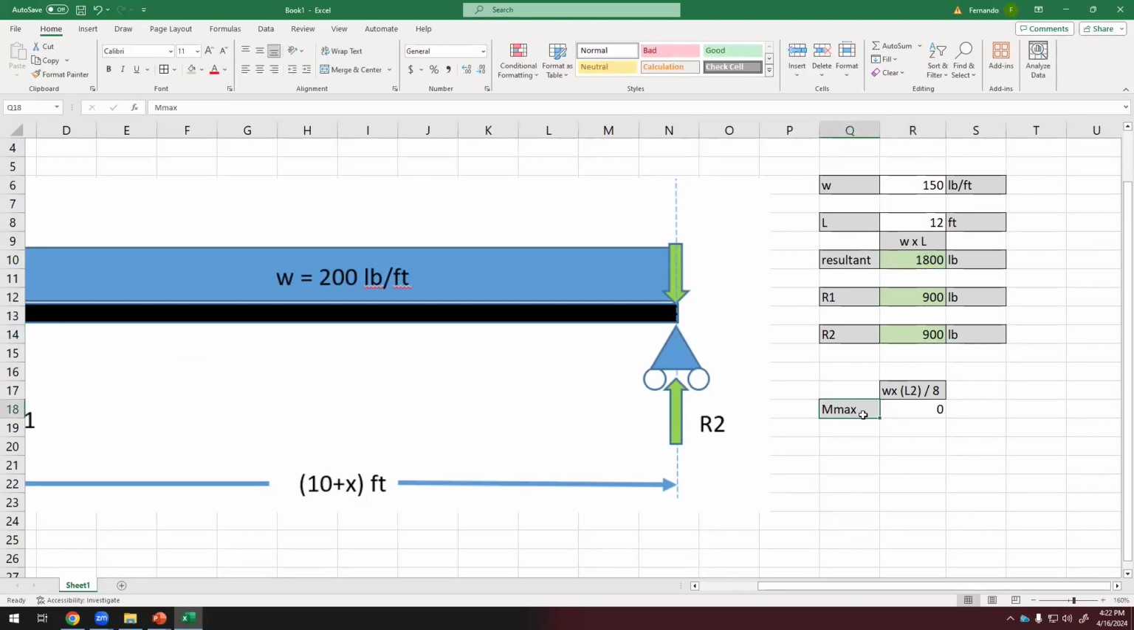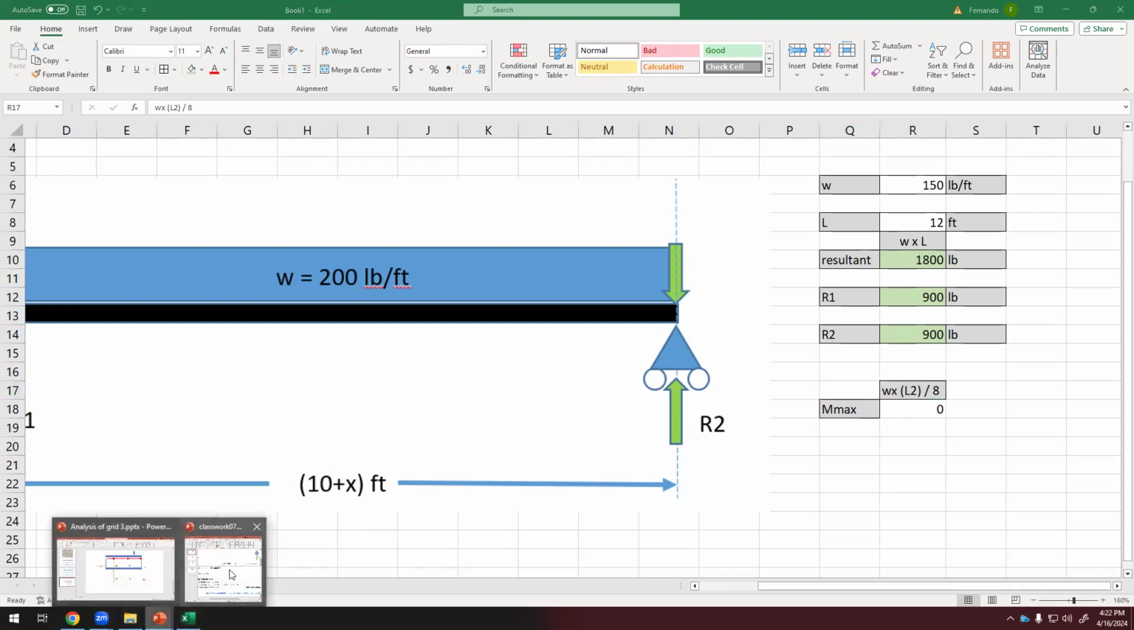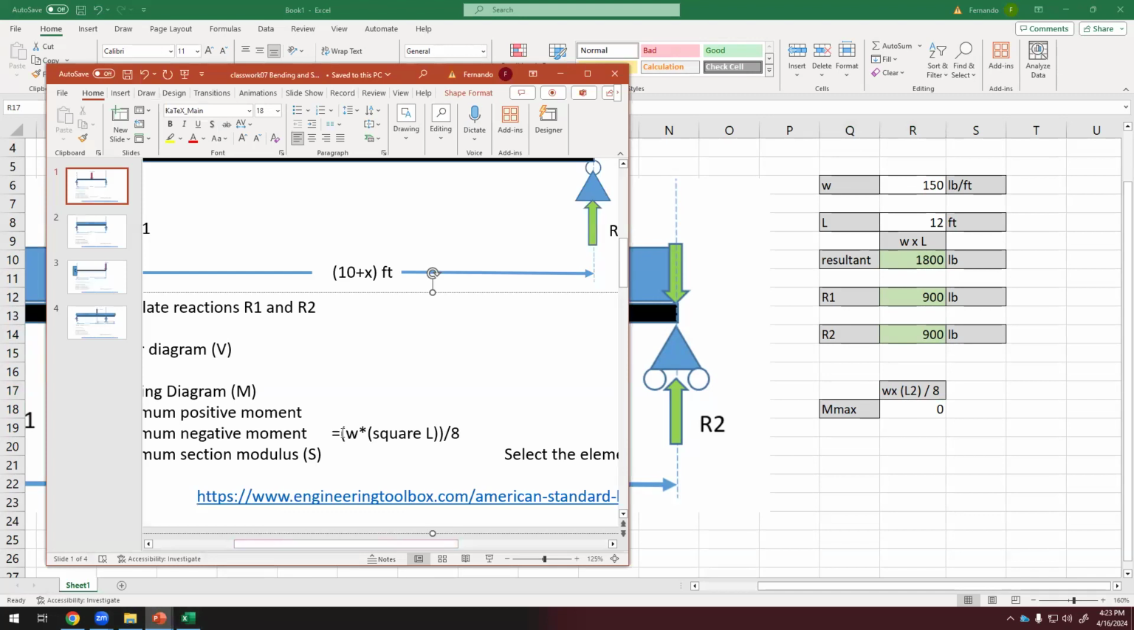So now I want to apply the maximum bending moment. So the maximum bending moment is W times L squared divided by 8. But I need to, in Revit, translate this to the Revit language. This is what I have to type on the formula on that field.